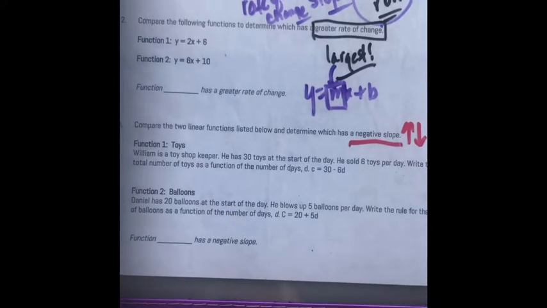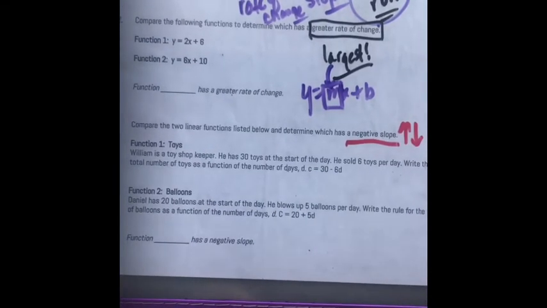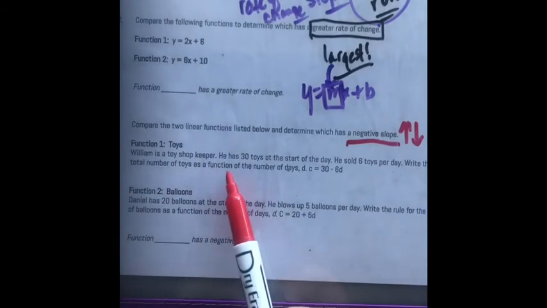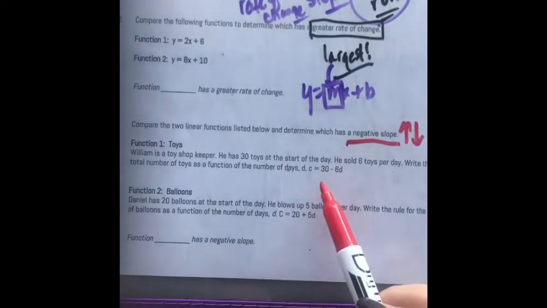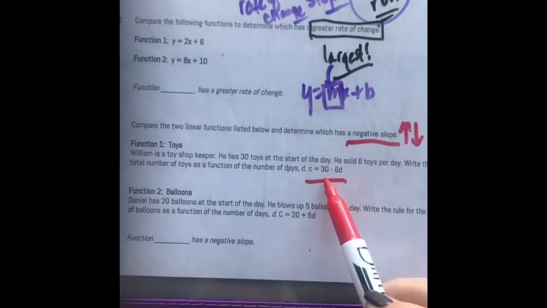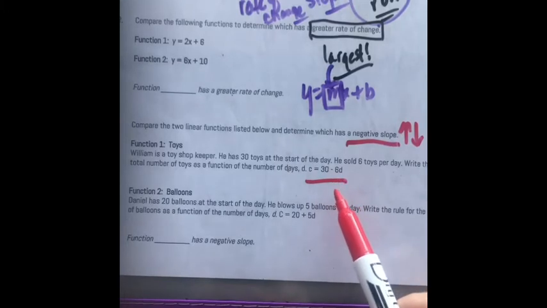Okay, so function 1 is about toys. William is a toy shop keeper. He has 30 toys at the start of the day. He sold 6 toys per day. Write the rule for the total number of toys. So here he has a function c equals 30 minus 6d.